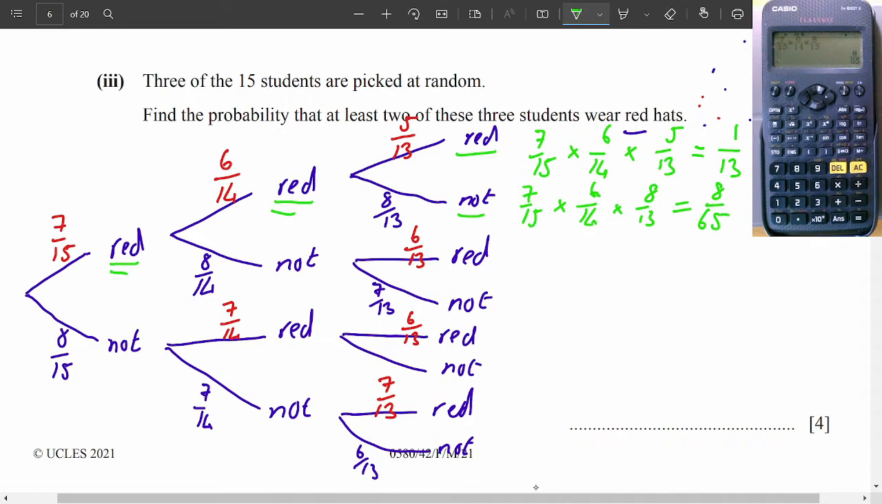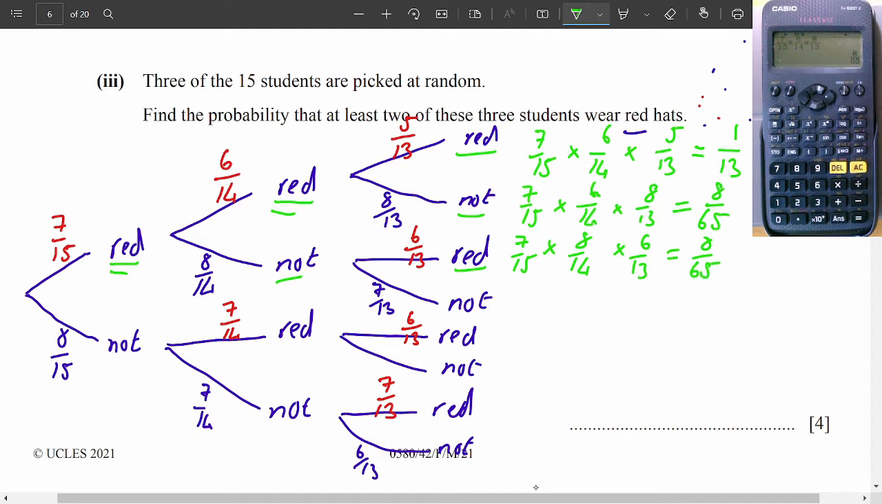Okay, next one. We pick somebody with a red hat, then somebody not with a red hat, and then somebody with a red hat again. Again, we've got at least 2, so we need to follow this route. That's 7 out of 15 times 8 out of 14 times 6 out of 13. Okay, now we can see we've got the same calculation as the one above. 15 times 14 times 13 and 7 times 8 times 6, just like we had 7 times 6 times 8. So that will give us the same answer as before.